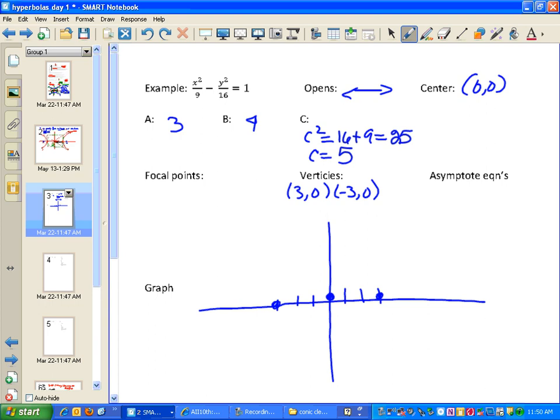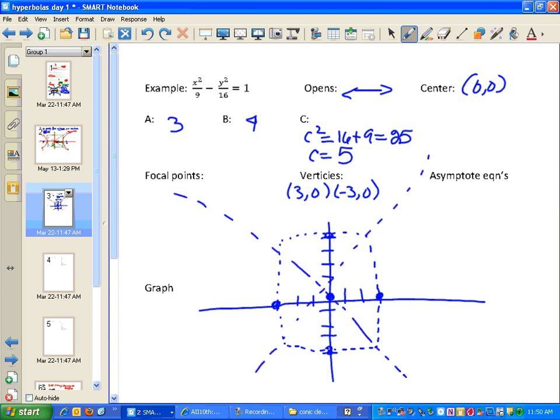Well, we're going to go up and down certain units to draw a rectangle, but there's no co-vertices, right? So I'm going to go up and down how many units? 4. 1, 2, 3, 4. And dot in your rectangle. And then draw in your asymptotes, right up through the middle and the corners.